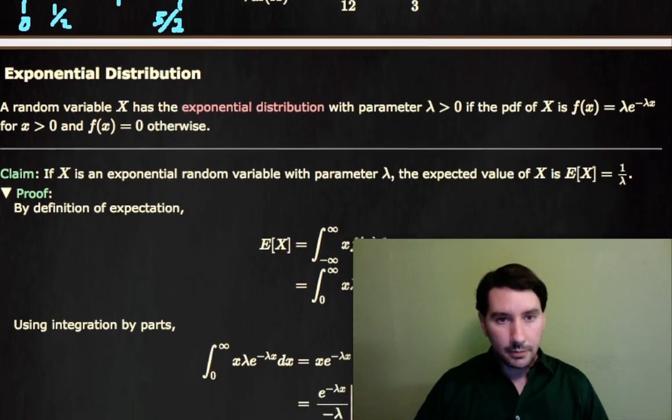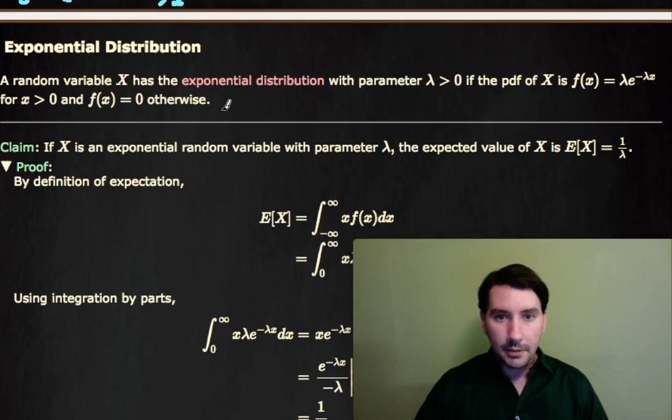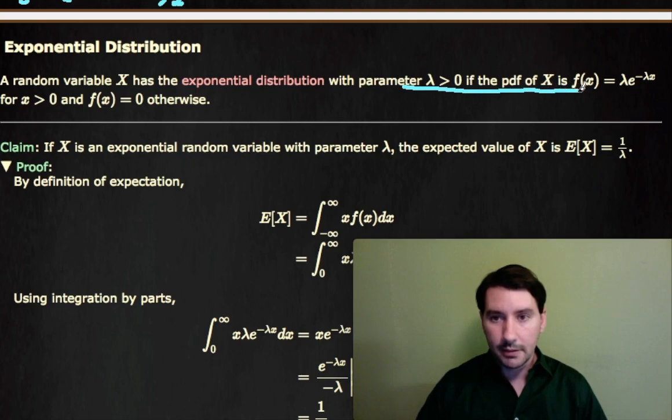The other random variable we want to look at is the exponential random variable, and we say X has the exponential distribution with parameter lambda bigger than 0 if the PDF of X is f(x) = λe^(−λx) for x bigger than 0, and f(x) = 0 otherwise, or in other words, 0 for x less than or equal to 0. If X is exponential with parameter lambda, the expected value of X is E[X] = 1/λ.